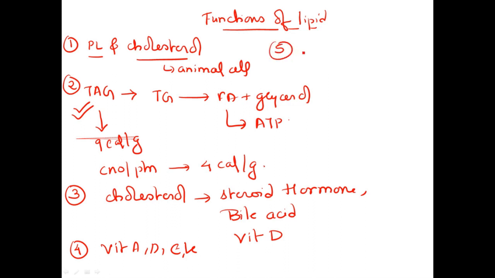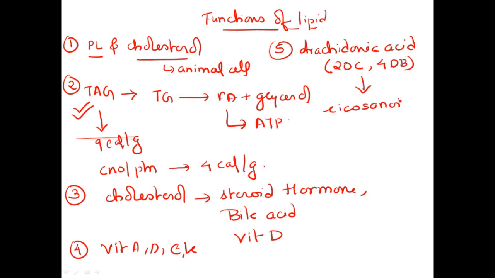We have arachidonic acid, which is a type of fatty acid. It consists of 20 carbons and 4 double bonds, and it is an important precursor for the synthesis of eicosanoids. We have different types of eicosanoids, for example prostaglandins, which are important mediators of inflammation.